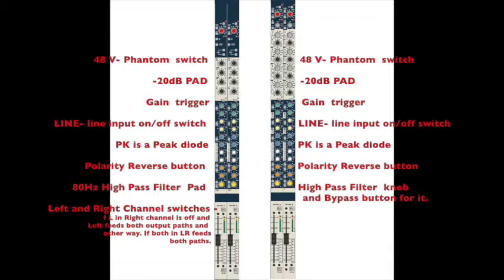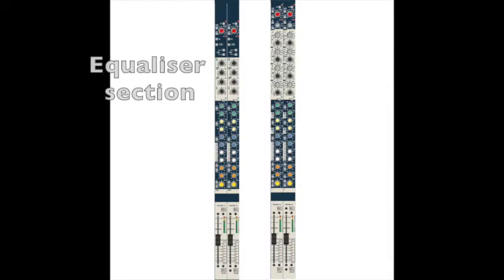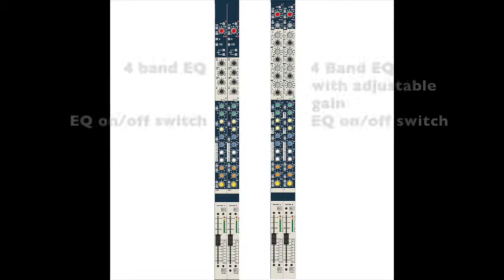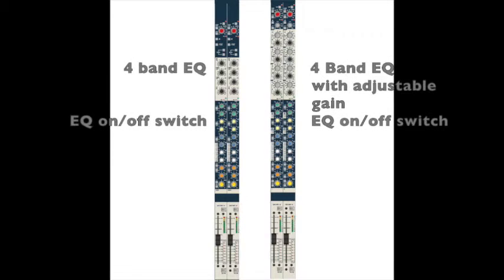What is an extra unit for the stereo strip? We've got left and right channel switches. That's our equalizer section. So on both strips we've got a 4-band EQ and an EQ on-off switch. What is slightly different for the mono strips is that the EQ is adjustable, so we've got an extra gain button which allows us to choose how much gain we want for a certain frequency.